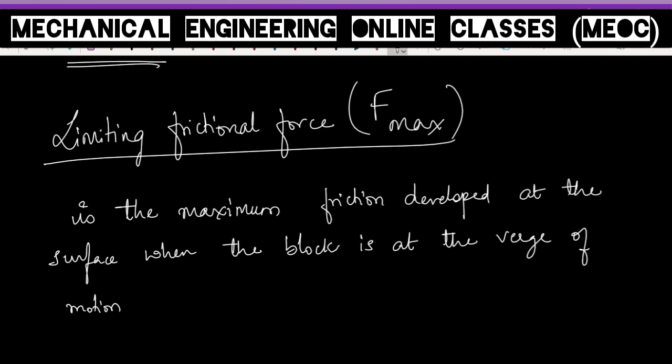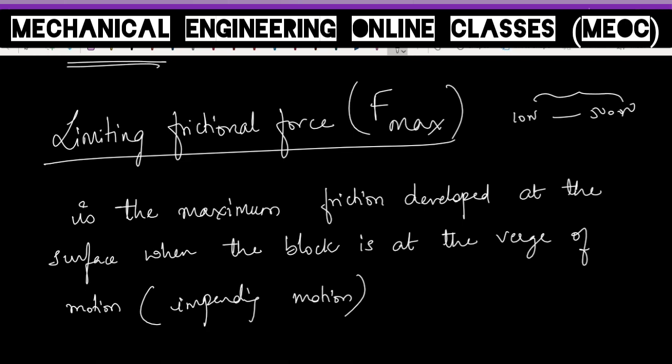So beyond that F max, if at all P is given, then the object will start moving. Verge of motion means impending motion, just getting ready to move. It is just the next step is to move. At that particular time, whatever friction is there, that value will be maximum. That maximum value of friction is called limiting frictional force, beyond which the static friction is going to become kinetic friction, which is again less than static friction. And static friction is self-adjusting, from 10 Newton to 500 Newton.